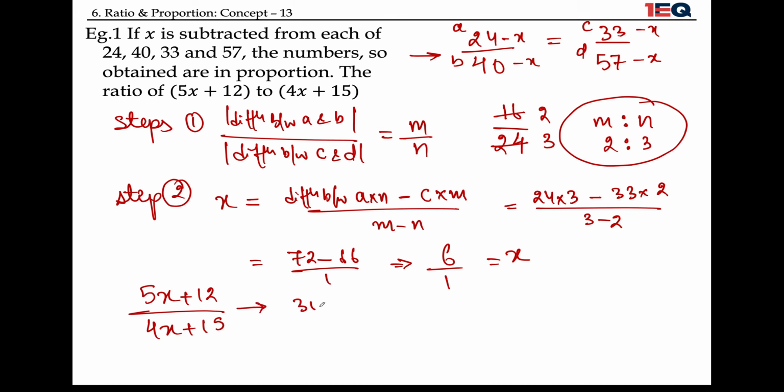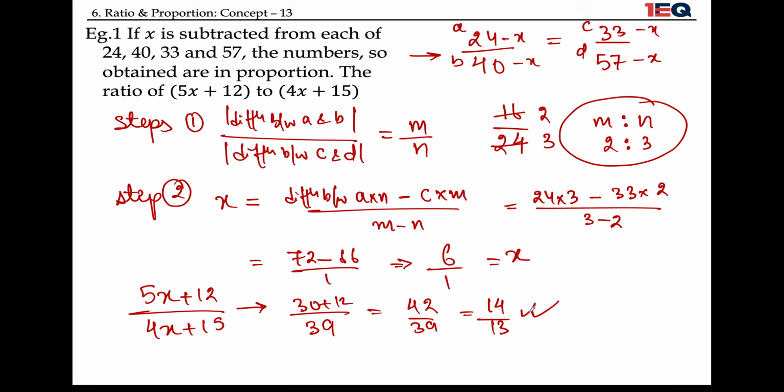5x means 30. 30 plus 12 is 42. Okay, 4x plus 15: 4 sixes are 24, 24 plus 15 is 39. So this makes it 42 upon 39. This gives me 14 upon 13, which is my final ratio.